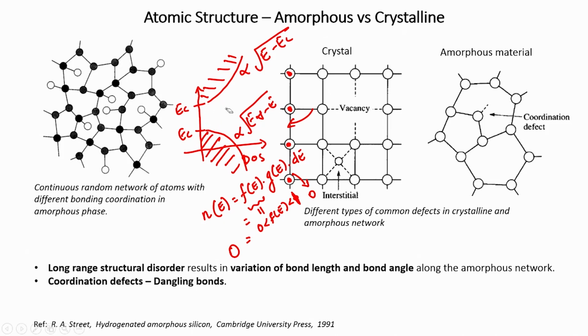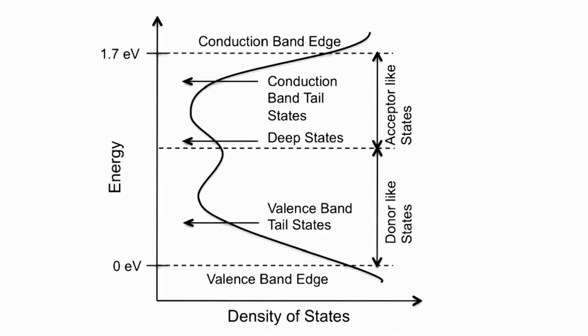However, if due to a defect a few states appear in the band gap, it is possible for us to find electrons at these energy levels, depending on the value of the Fermi function and the number of states that appear. So this was the story in the case of crystalline semiconductors. Now, the story in the case of amorphous semiconductors is quite different.